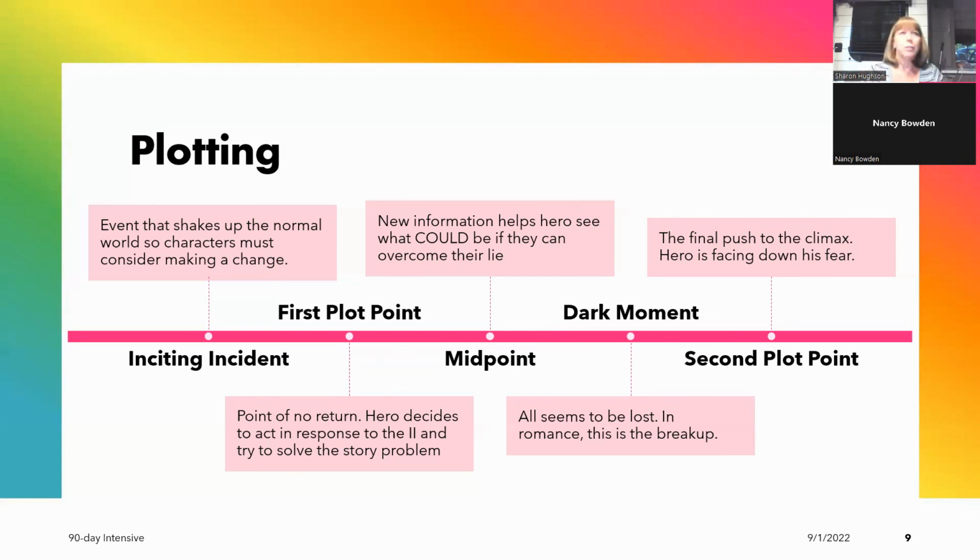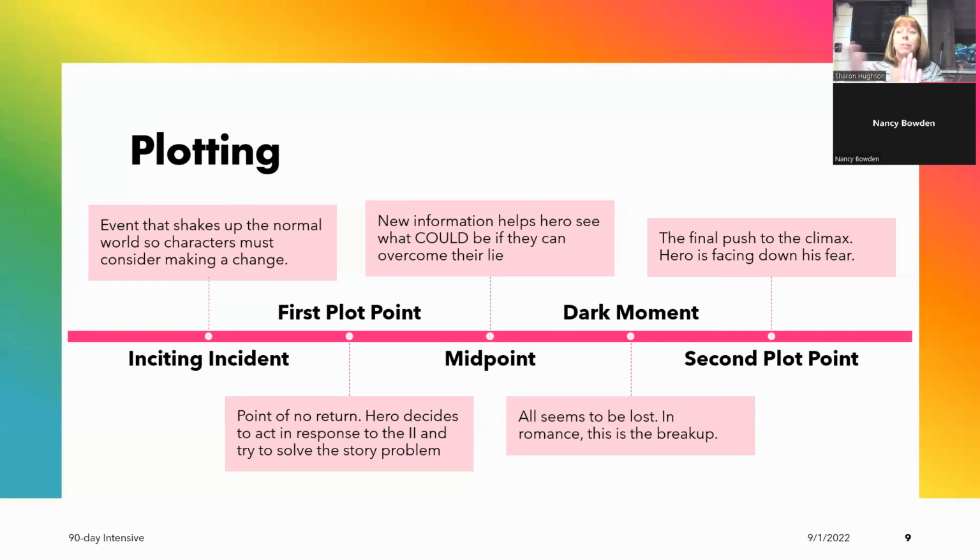There's no way they're going to defeat the story problem. It's over for them. Usually in the romance, this is when the breakup happens. And then the second plot point is the final push to the climax, when your hero is facing down his fear. His fear comes to pass, and he has to face it down.